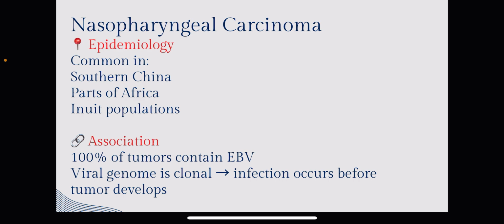Now coming to the next tumor associated with Epstein-Barr virus, which is the nasopharyngeal carcinoma. Let's see the epidemiology first. It is common in southern China and parts of Africa and Inuit populations. The association rates: 100% of the tumors contain Epstein-Barr virus. The viral genome is clonal and infection occurs before the tumor develops.